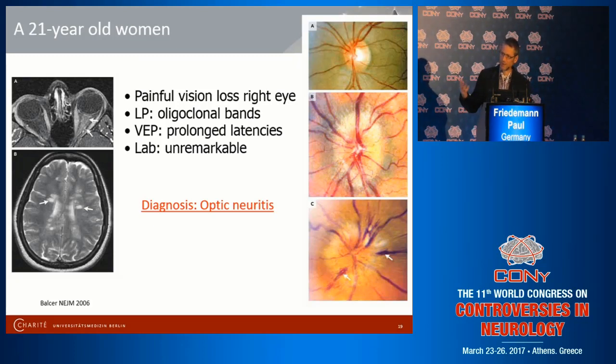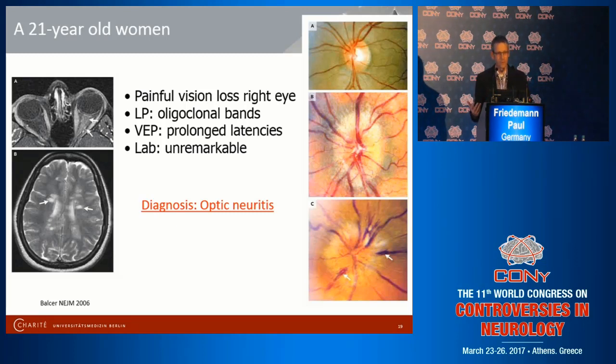This is, I'd say, a classical history of a young woman experiencing a first ever optic neuritis: painful vision loss with a typical CSF finding of oligoclonal bands, prolonged VEP latencies, and otherwise unremarkable lab investigations. You would probably make the diagnosis of optic neuritis and presume, given this MRI and this MRI, that this may be in the context of evolving multiple sclerosis.